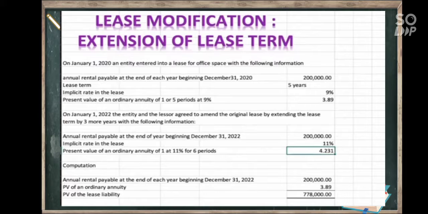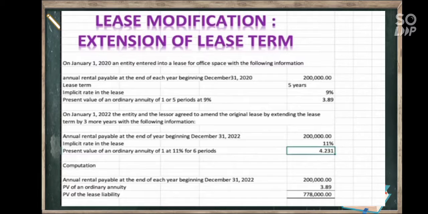On January 1, 2022, the entity and the lessor agreed to amend the original lease by extending the lease term by 3 more years with the following information. So, another agreement. Annual rental payable at the end of each year beginning December 31, 2022 is 200,000.